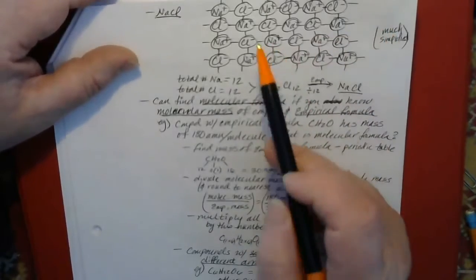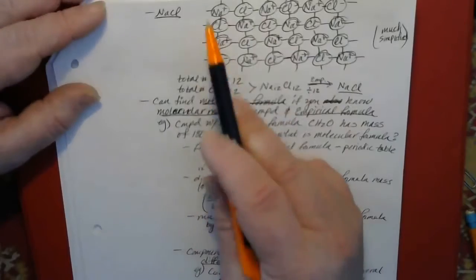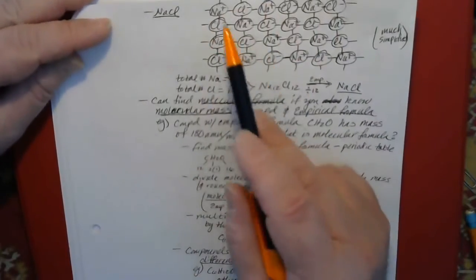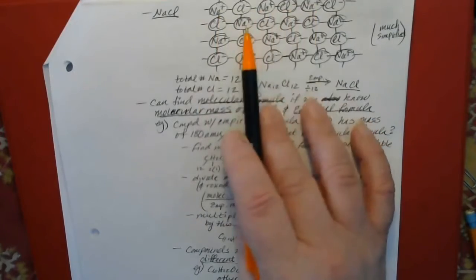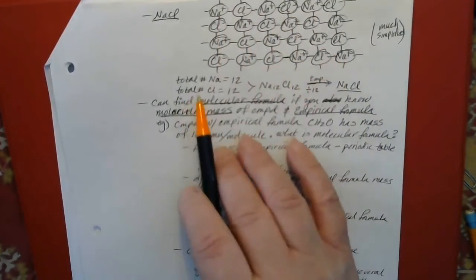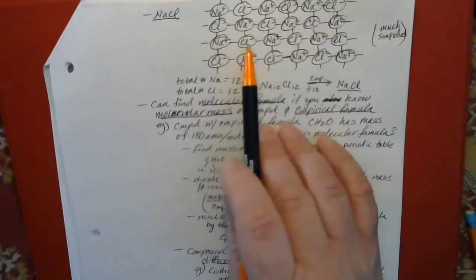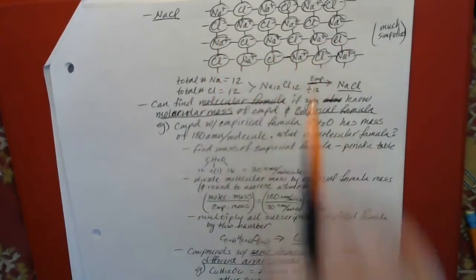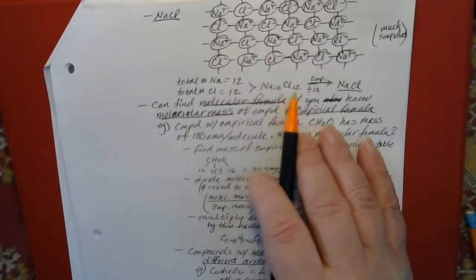This is still much simplified because, for one thing, sodium and chloride ions are not equal sizes. But anyway, you can see from this that the way it alternates, if you count up just from this little chunk of sodium chloride, you have a total of 12 sodiums, 1, 2, 3, 4, 5, 6, 7, 8, 9, 10, 11, 12. And you have a total of 12 chlorines. 1, 2, 3, 4, 5, 6, 7, 8, 9, 10, 11, 12. So for this chunk of sodium chloride, our formula would be Na12Cl12.